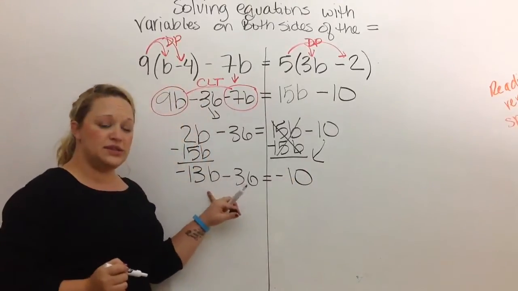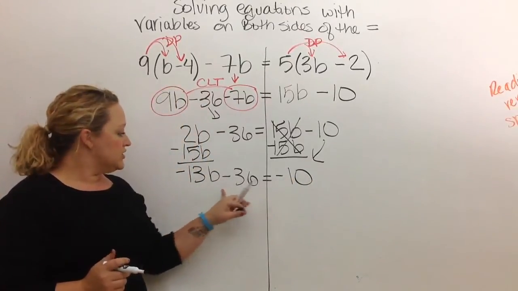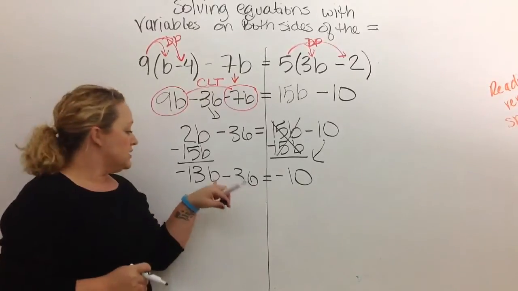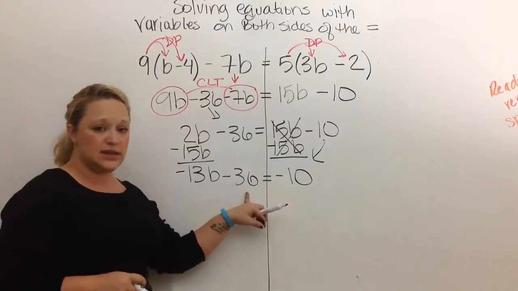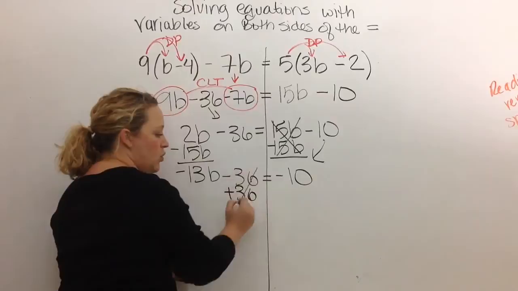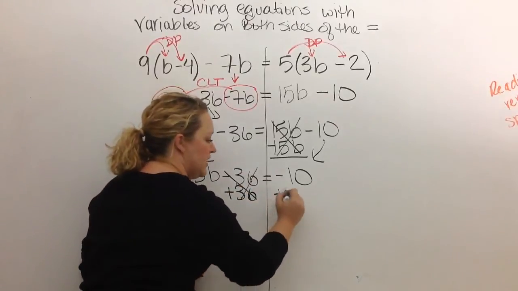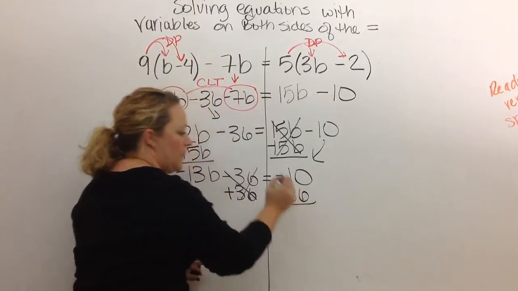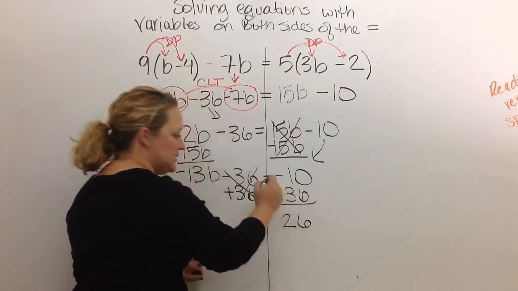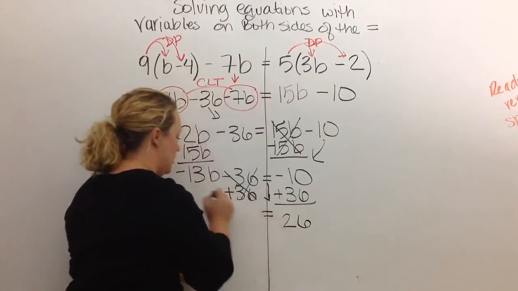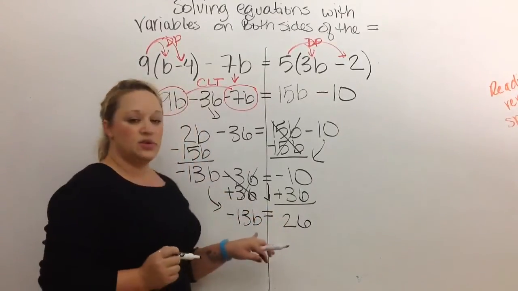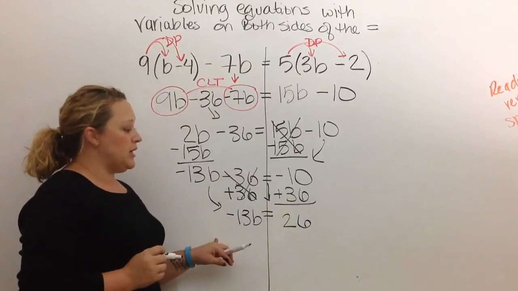So this is a two-step algebraic equation right here. So we look at the variable, we look at what's being done, and then we undo it. So the b is being subtracted by 36, so I'm going to do the opposite, which is to add 36. Whatever I do to one side of the equal sign, I have to do to the other. -10 plus 36 gives me a positive 26. That equal sign comes down. That -13b comes down. So now I have a one-step algebraic equation.